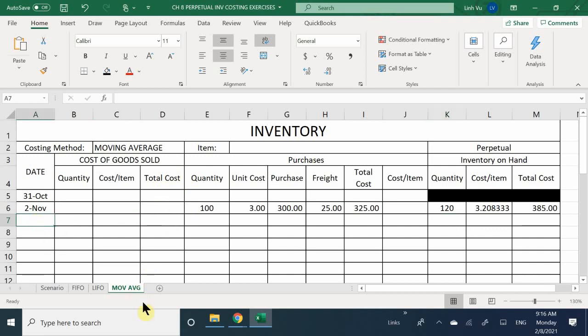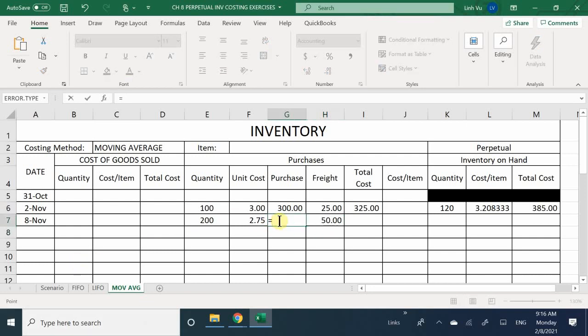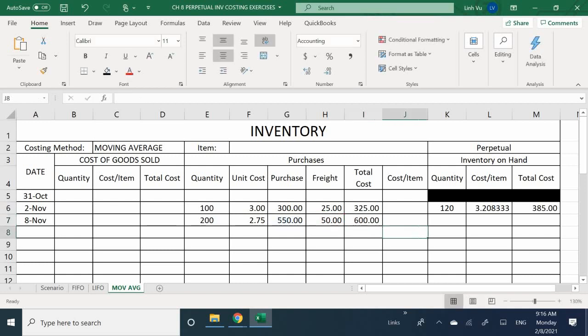Okay, and this was November 8th. 200 at $2.75 each with a freight of 50. So what is my total purchase price here? 550. 550. Good. And then what's my total cost? 600. 600.